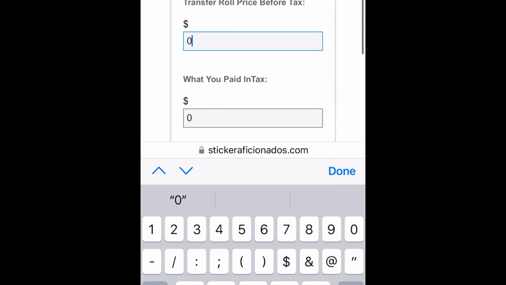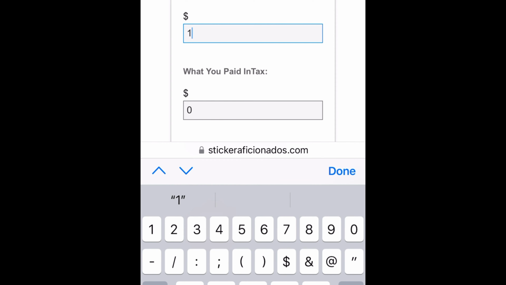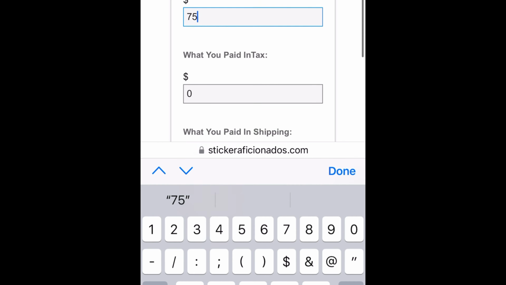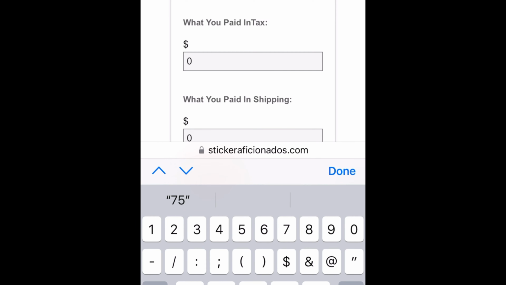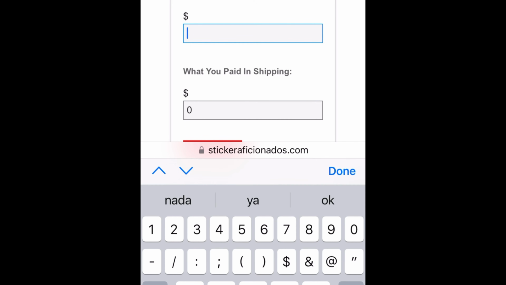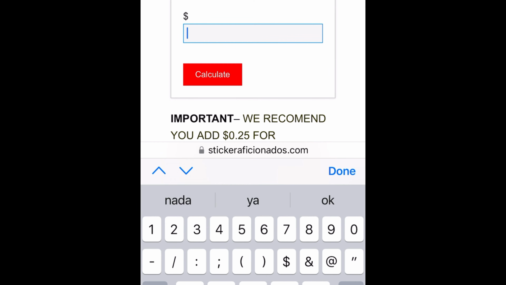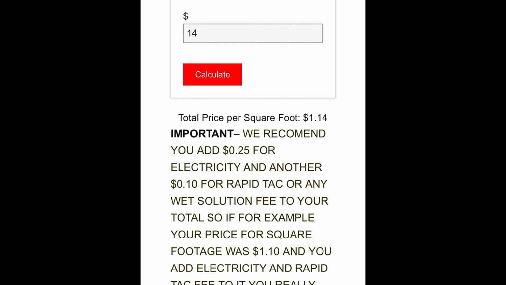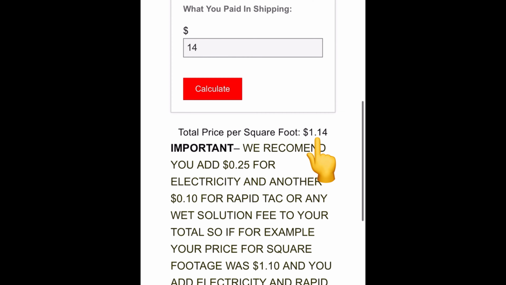Now, let's say that this roll costs $75. That's not really how much it costs. We're just doing an example here. We put in a price. Now, let's say that our tax in that bill was around $13, and the shipping cost around, let's say, another $13. Now calculate, and here below it tells you how much you're paying for every square foot of vinyl.